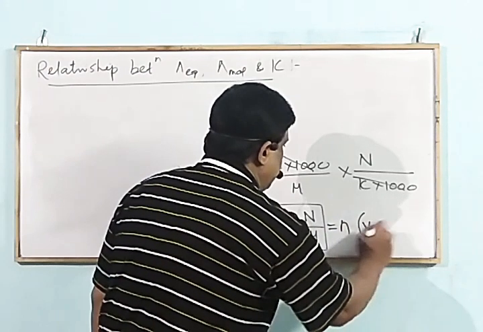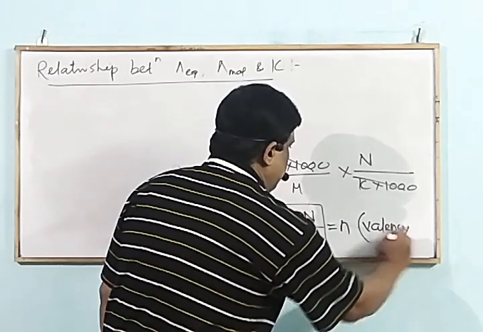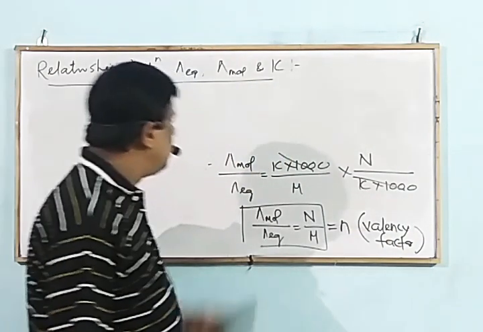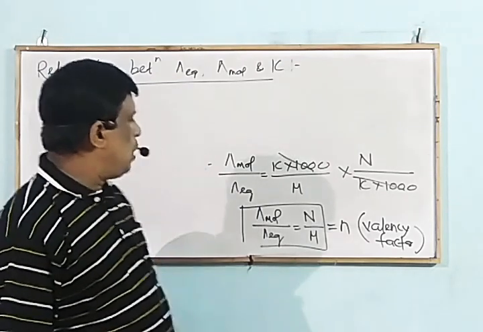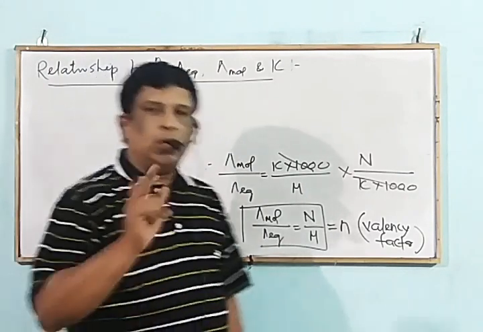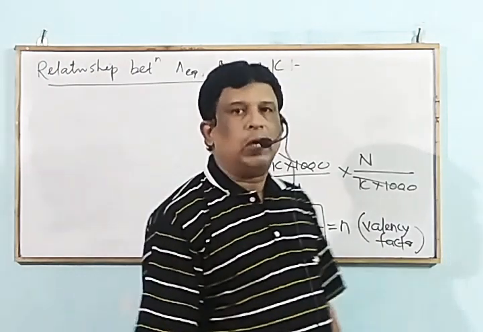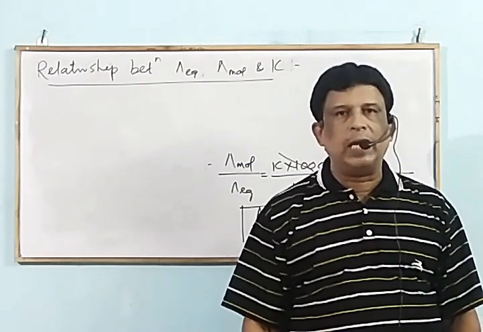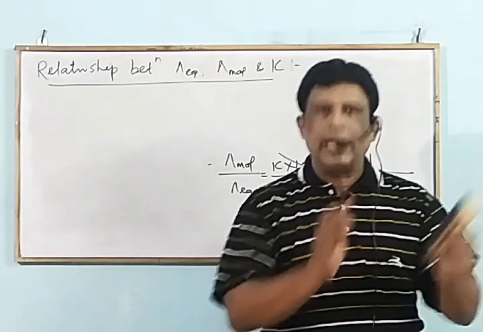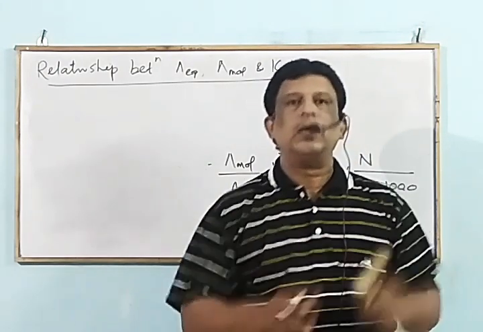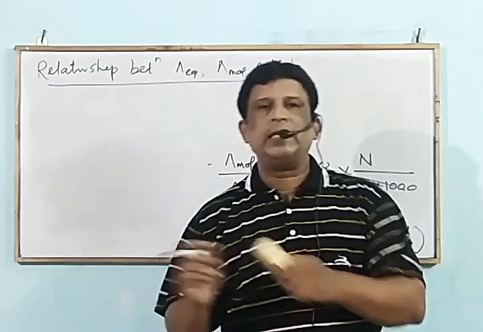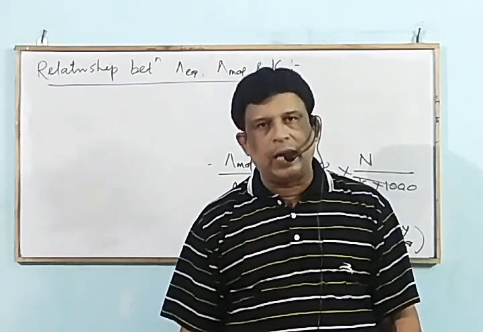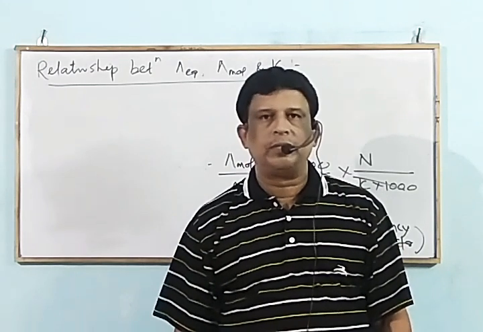What is n? n is known as the valency factor. The most important thing is that molar conductance by equivalent conductance is equal to normality by molarity, which is equal to n. n is known as the valency factor. What do you mean by valency factor? For an acid it is the basicity, for a base it is the acidity, and for a salt it is the total number of valence of the cation or anion.